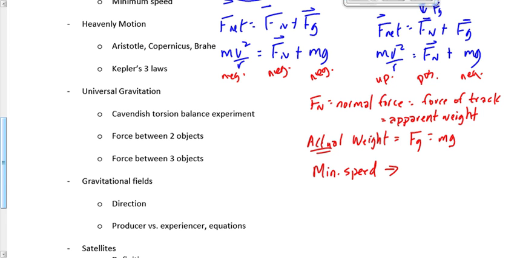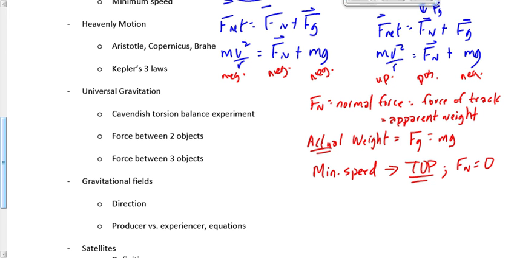How fast does this roller coaster have to be moving in order to not fall out of the loop? If you're looking for minimum speed, you're going to analyze the top of the circle, and you're going to set Fn, not F net, but Fn, the normal force, equal to 0.